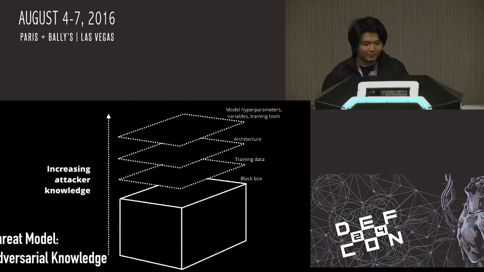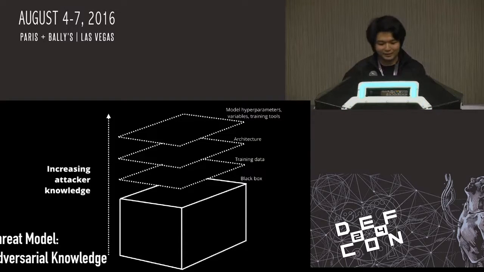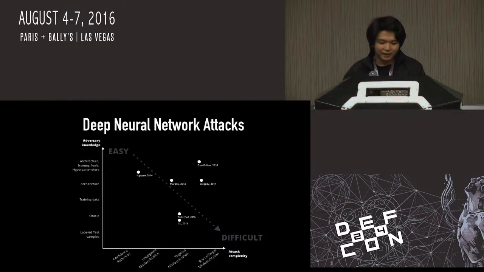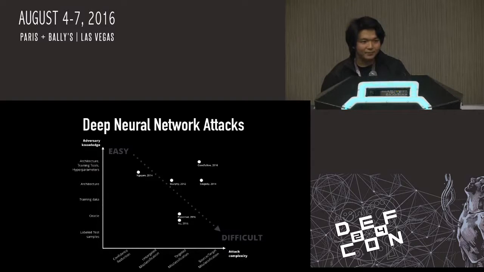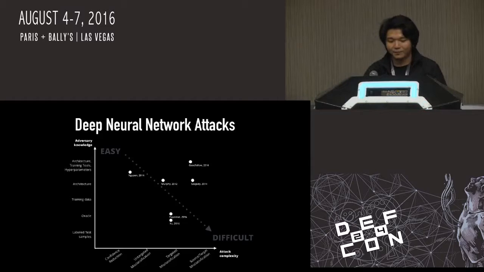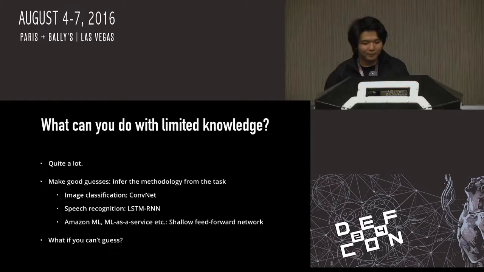So we'll look at the threat model. The more you know about the model, of course, the better you can do against something like this. If you know a lot about the architecture, if you know the training tools used, even the framework or library used, then you can simply use that and train the model and generate some adversarial images, and you'll be good. So that's easy. The hard thing is when you have only labeled test samples. Let's say you're dealing with an online service like Amazon Machine Learning as a Service or other machine learning as a service startups, and you want to induce some kind of misclassification on them. That's a bit harder, but you can still do pretty well.